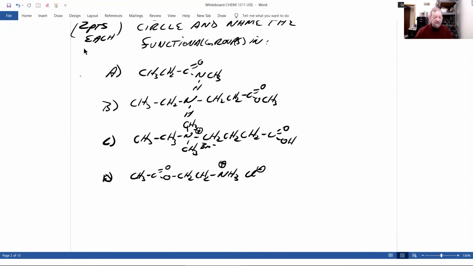All right, look for what's different. Ooh, oxygen, nitrogen. They're on a carbonyl with nitrogen. What is this? It's an amide. Remember, amides have this functional group structure.